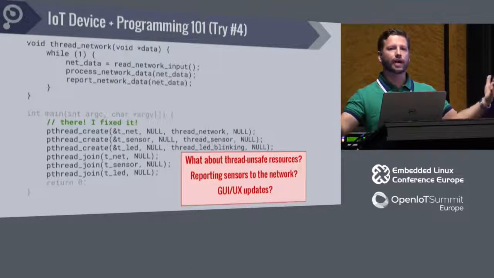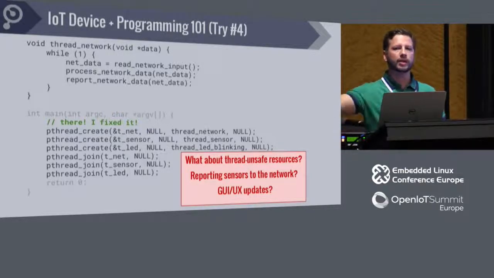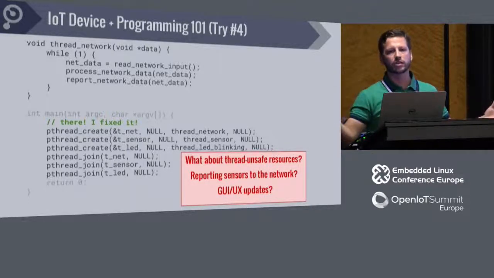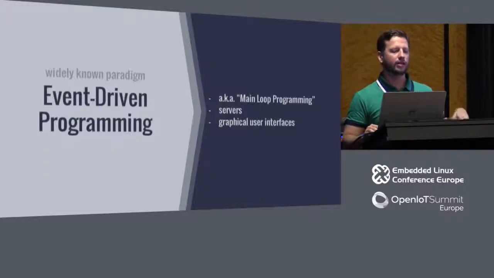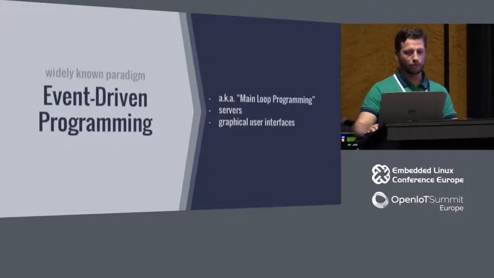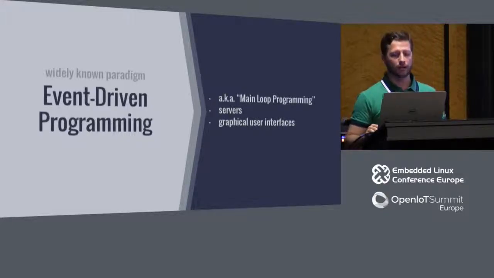They are on different threads. And the sensor updated. I must update the UI. If you do it from the thread, you break everything because the UI is not usually thread aware. So you run into problems, right? So you stop, you go research, and you find event-driven programming, also known as main loop.